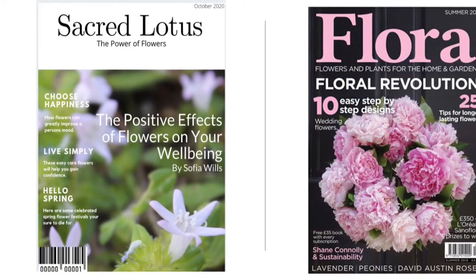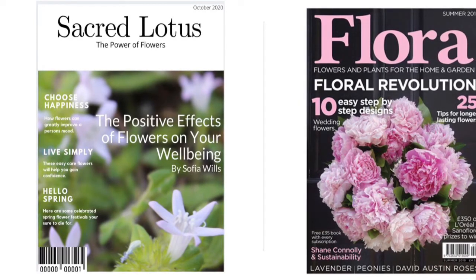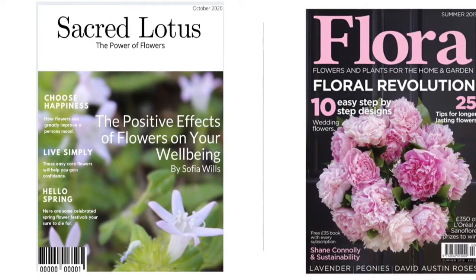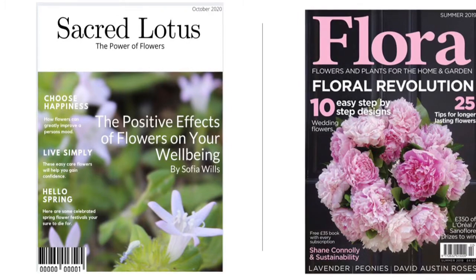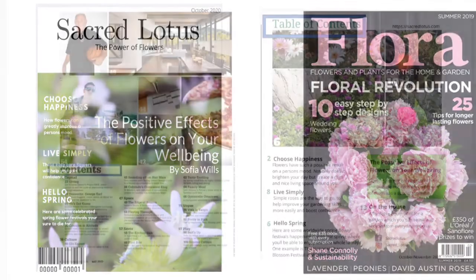On the left-hand side is my magazine masthead, Sacred Lotus, and I wanted to use an image that would capture the audience's attention by zooming in on one of the flowers that I took and adding a blurry effect in the background like commercial magazines of the same genre do.